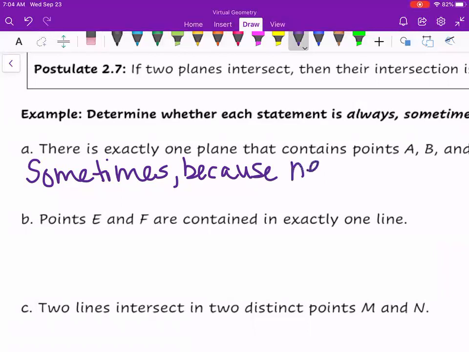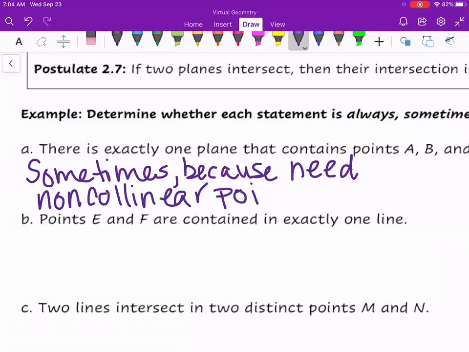So let's shorten this. We need non-collinear points. Once that requirement is met, then this would be a completely true statement. But because I don't know if the points line up or not, I don't have enough information yet to say that it is always true. And for something to always be true, it has to be true 100% of the time, every single time.